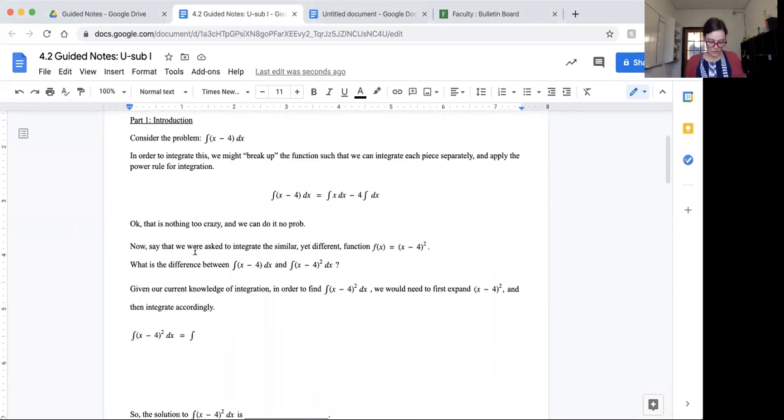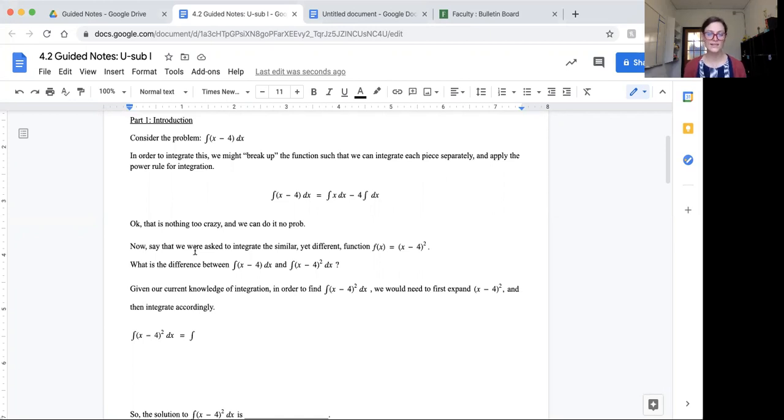So introduction. Consider the problem, the integral of x minus 4 in terms of x. In order to integrate this, we might break up the function such that we can integrate each piece separately and apply the power rule for integration, right? We take the integral of x dx minus 4 times the integral of dx. Nothing too crazy. We can do that, no problem.